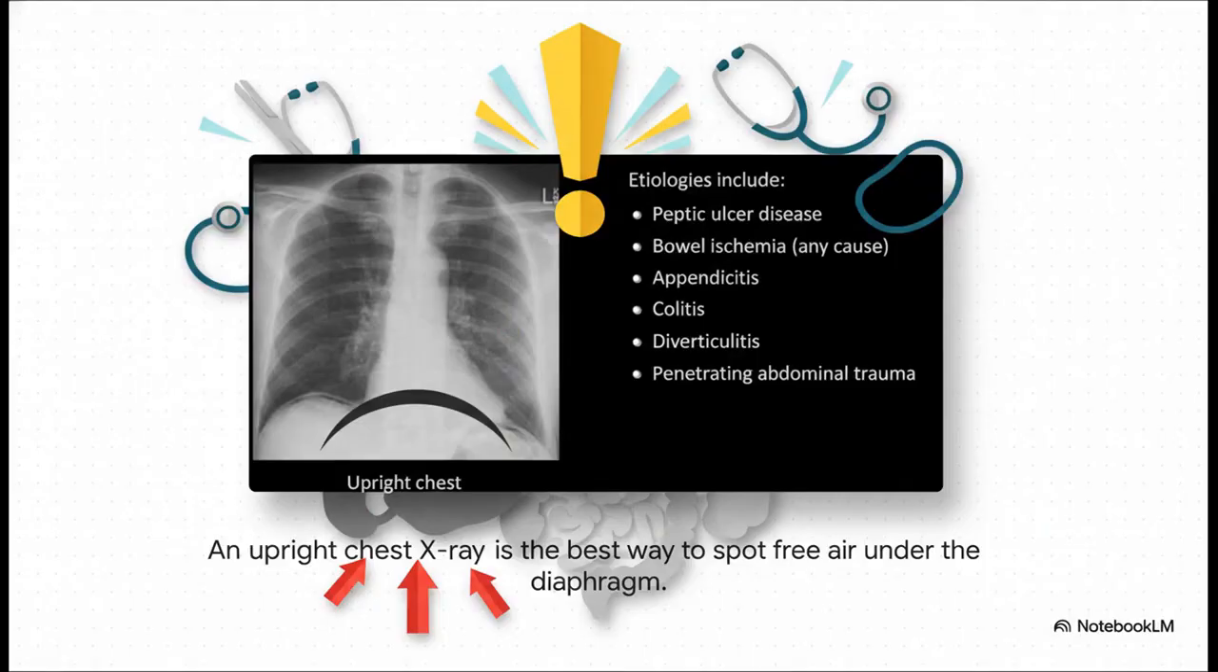And this image shows you brilliantly the best way to find it. You must get an erect chest x-ray. Why? Because air rises, and you will see this beautiful, thin crescent of black air just underneath the diaphragm. If you see this, you pick up the phone and you call the surgical registrar immediately. This is a finding you can never, ever, ever miss.